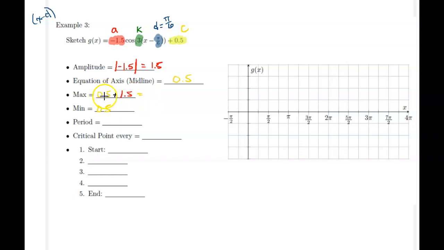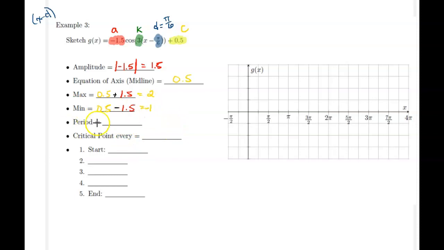So our maximum is 0.5 plus 1.5, which is going to be 2. And 0.5 minus 1.5 is going to equal negative 1, so the minimum is negative 1.